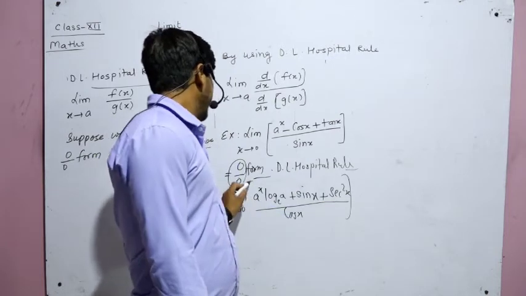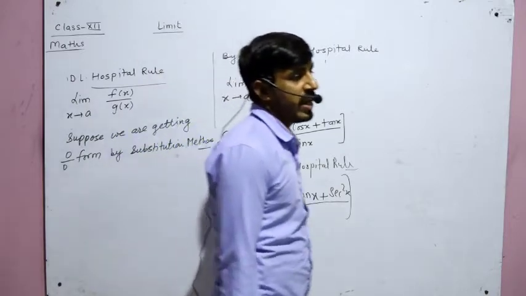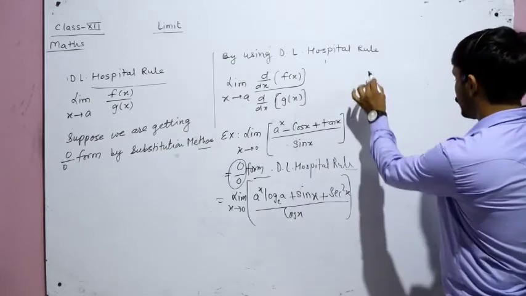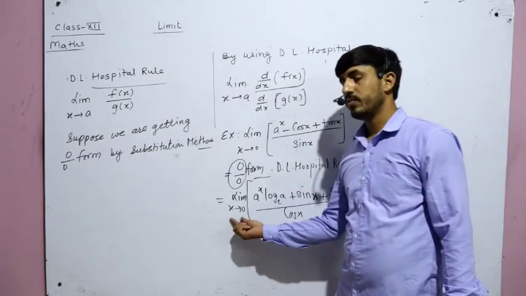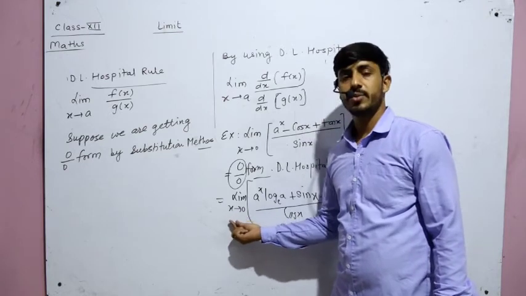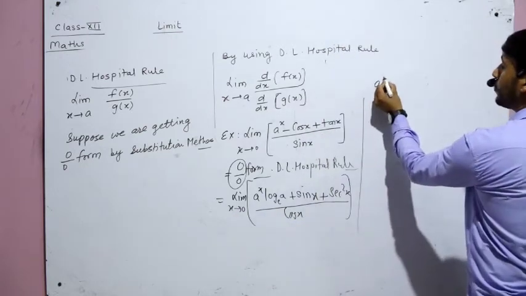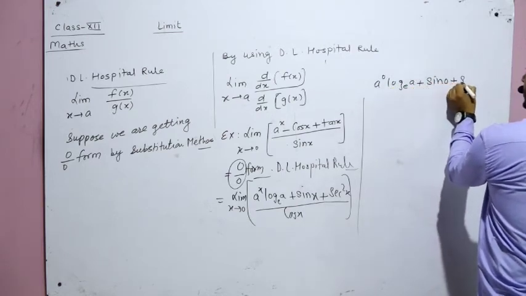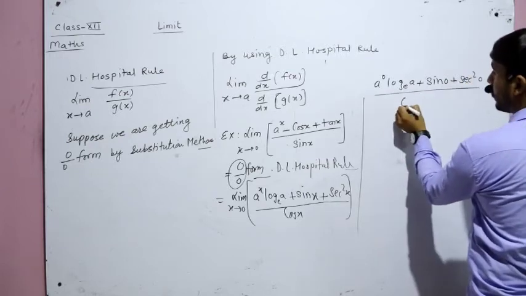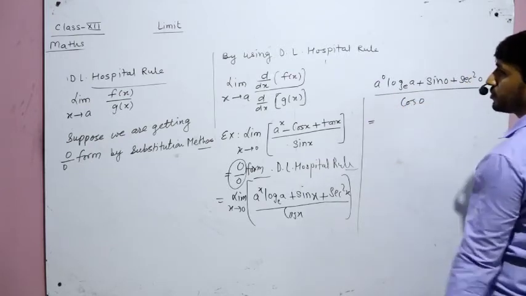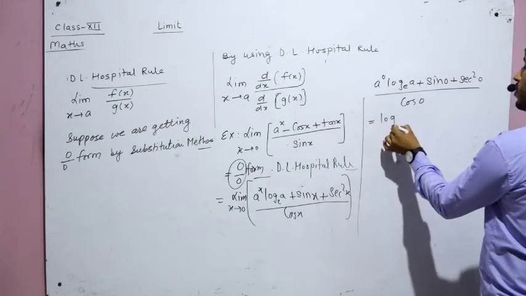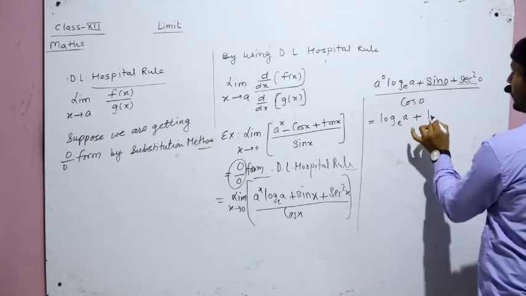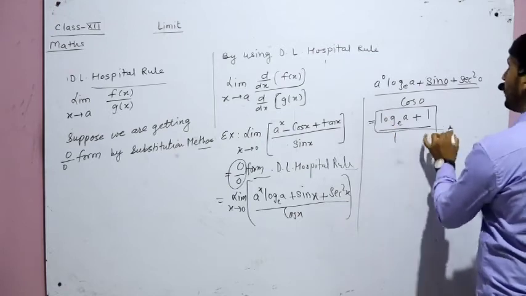As we have applied D'Hospital rule, if we have eliminated the indefinite form, then again we have to use substitution method. By using substitution method, as x tends to 0, we have a to power 0 into log e of a plus sin 0 plus sec square 0, and that is divided by cos 0. We can see a to power 0 is equal to 1, and it means we have log e of a plus, what is the value of sin 0? That is equal to 0. And what is the value of sec 0? That is equal to 1, and that is divided by 1. It means we have 1 plus log e of a.